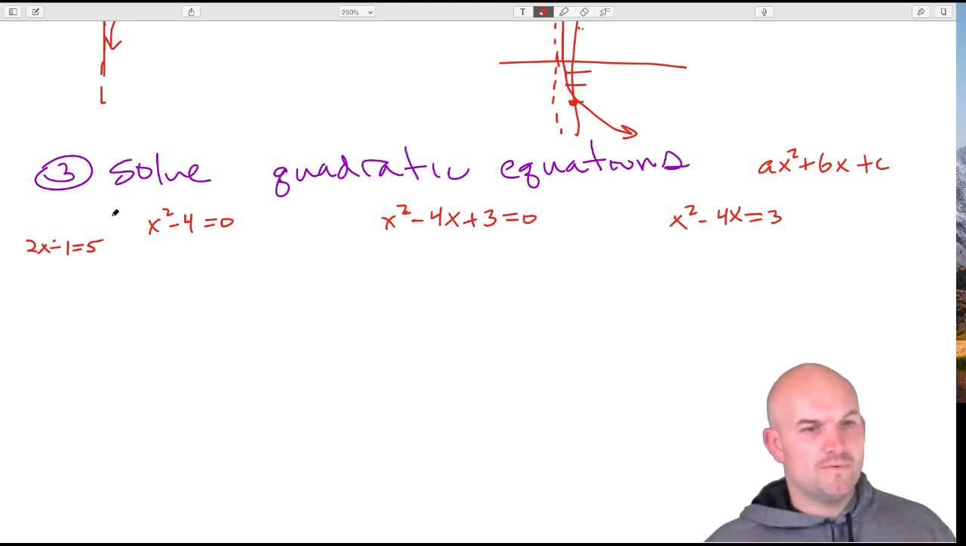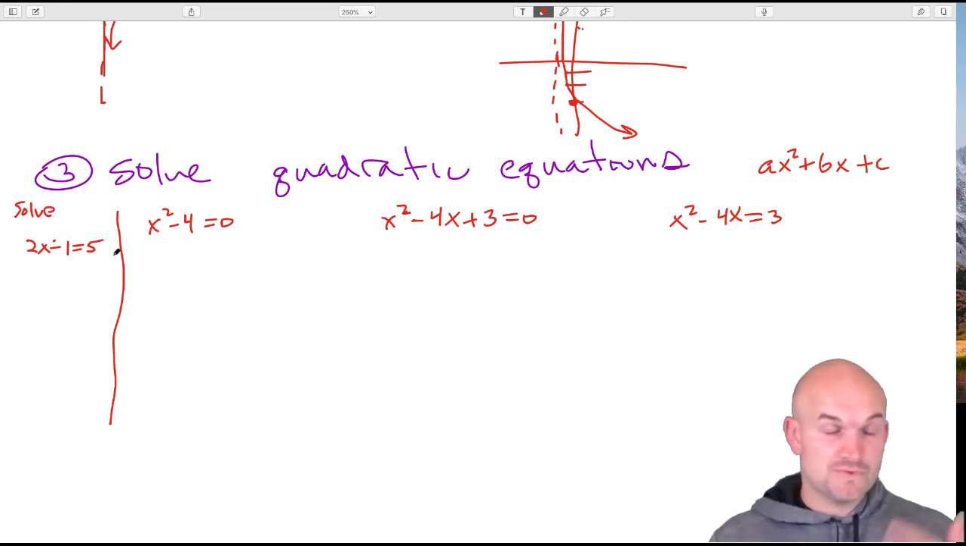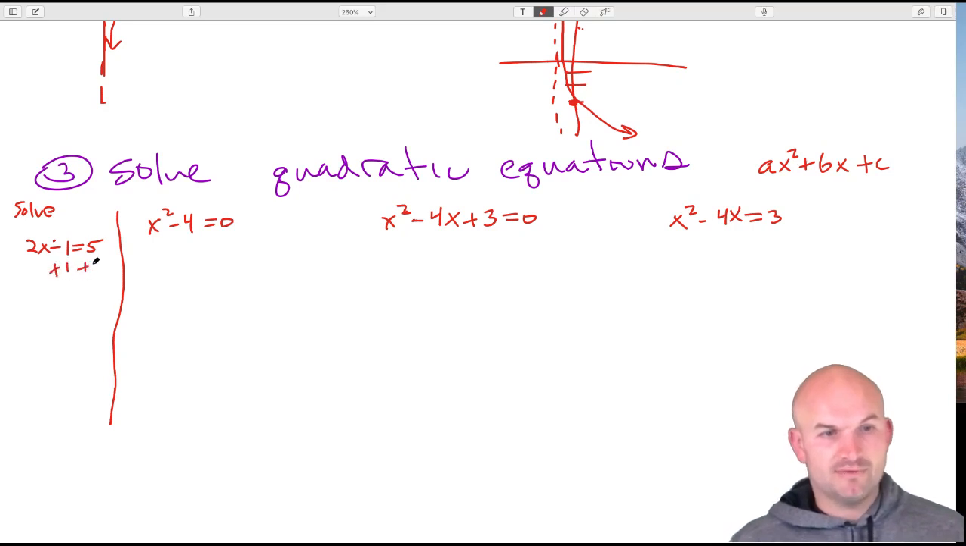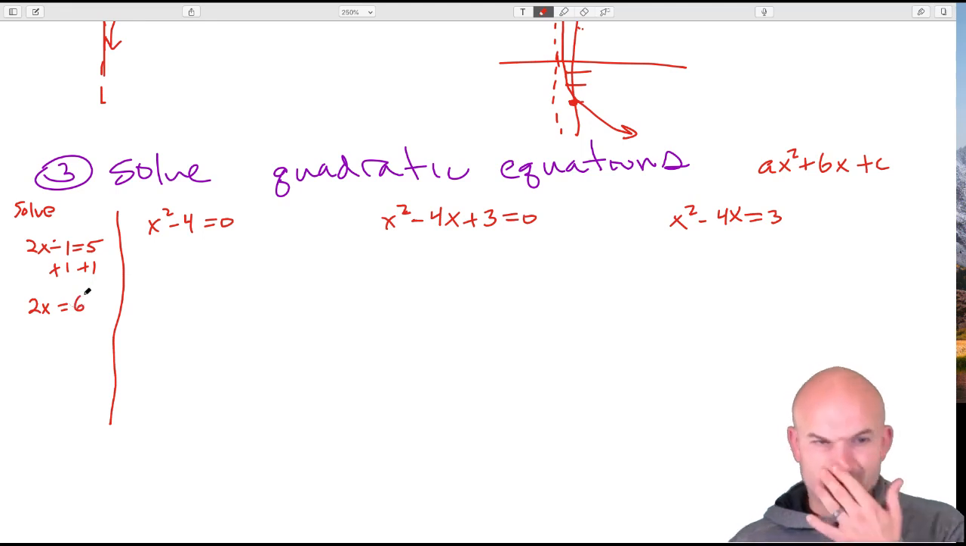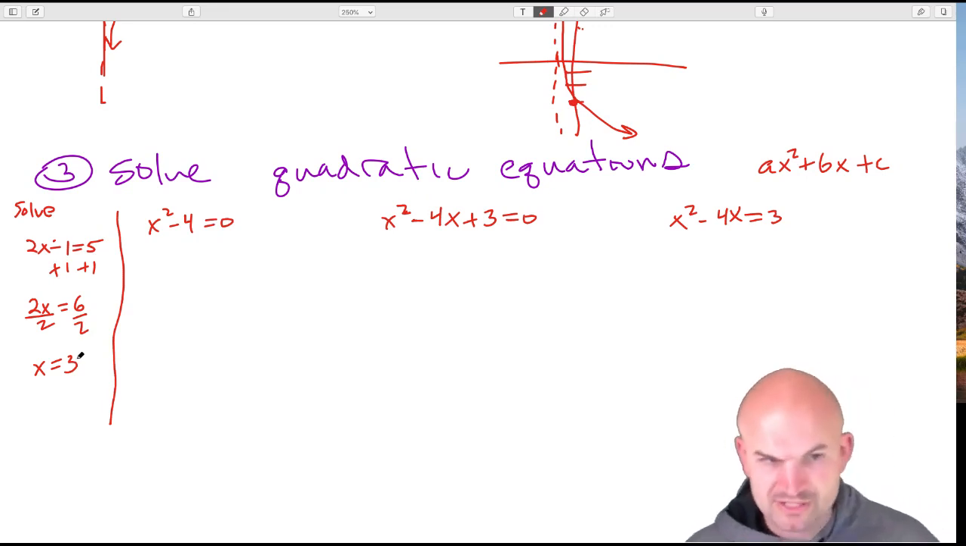Okay, so if I said to solve this, that's a linear equation. Now again, for linear equations, when you learned how to solve, you isolated the variable. So we add a 1 to both sides, and then we'd have 2x equal to 6, then you divide by 2 on both sides, and x equals 3. So that was our solve. That was using our inverse operations.